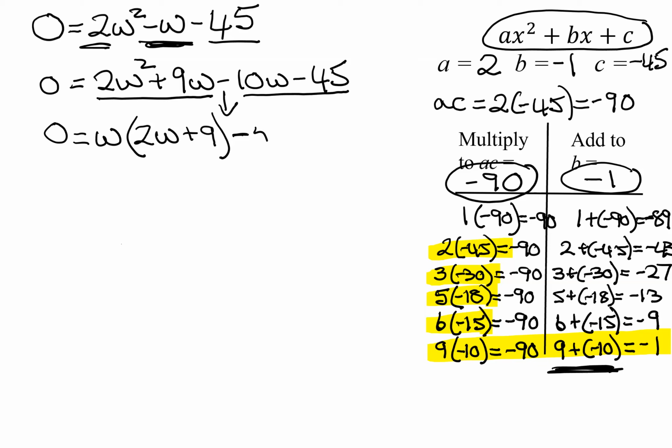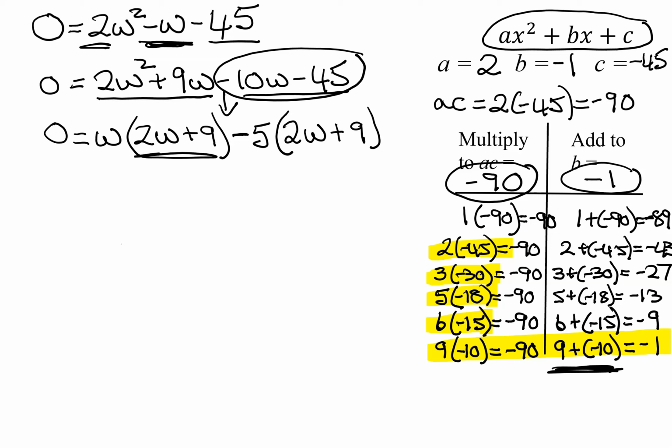I think they have a 5 in common. Be careful when you're pulling out a negative, it's going to change the signs of both of these. Pull a negative 5 out of a negative 10W, it's going to leave 2W. Pull a negative 5 out of a negative 45, it's going to leave you plus 9. So be careful when you pull out the negative.